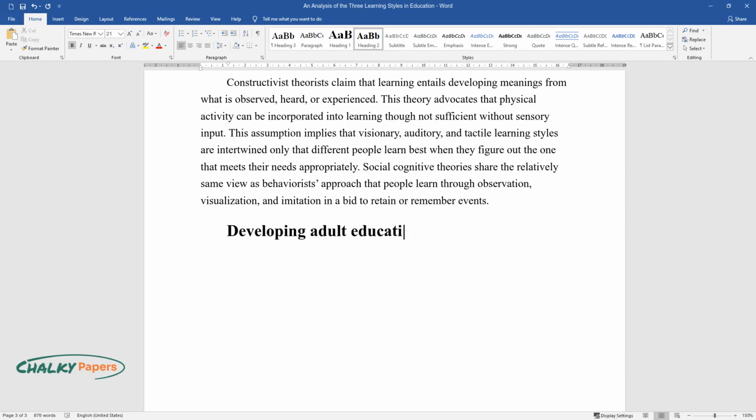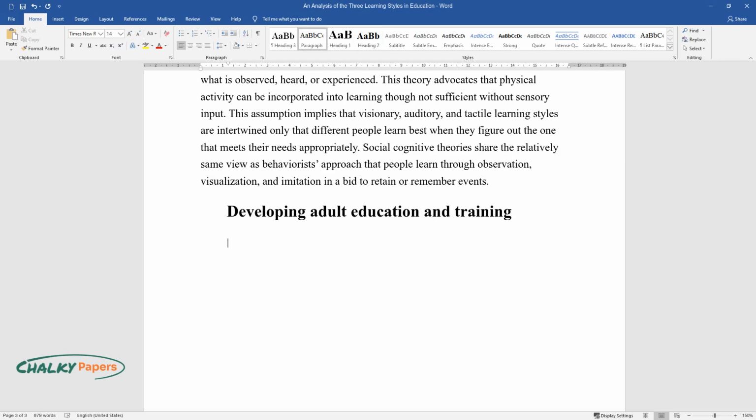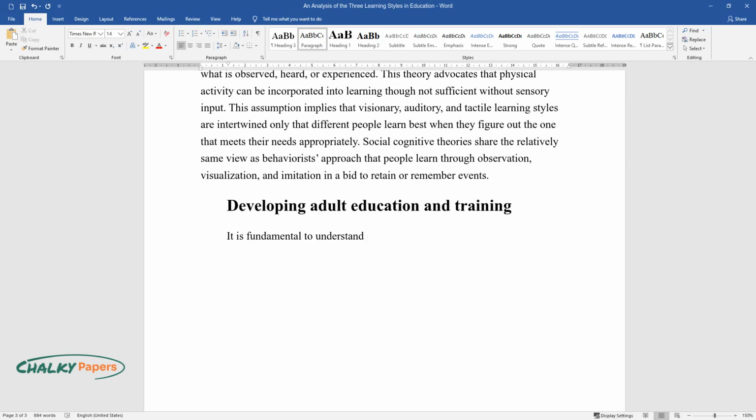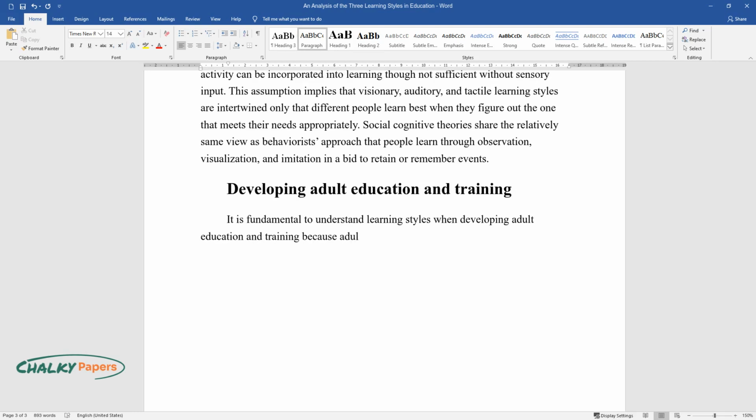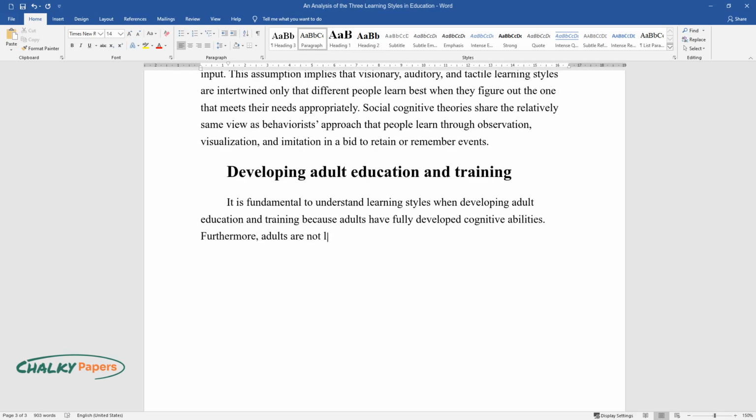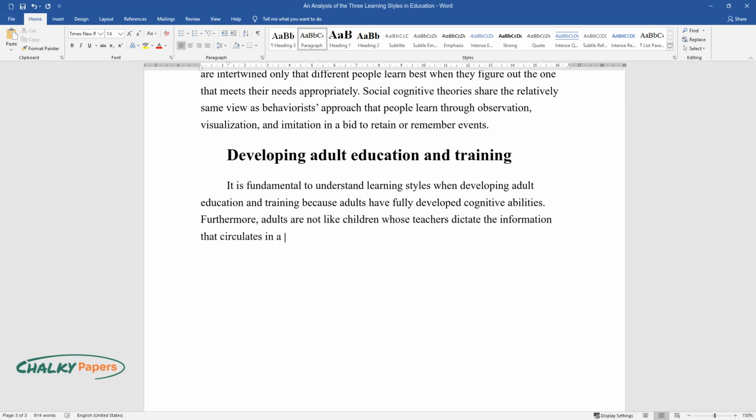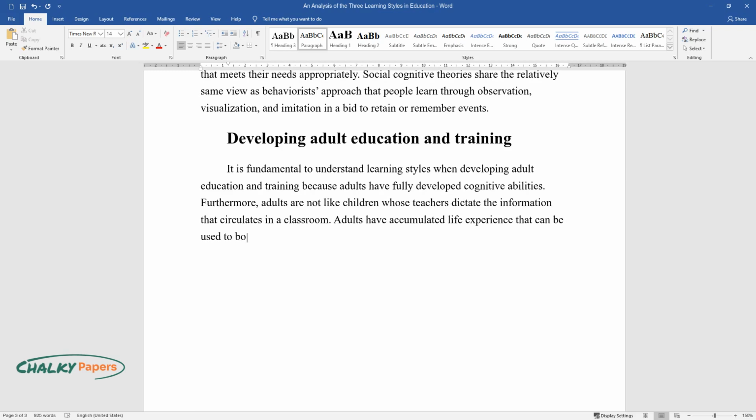Developing adult education and training. It is fundamental to understand learning styles when developing adult education and training because adults have fully developed cognitive abilities. Furthermore, adults are not like children whose teachers dictate the information that circulates in a classroom. Adults have accumulated life experience that can be used to bolster their learning.